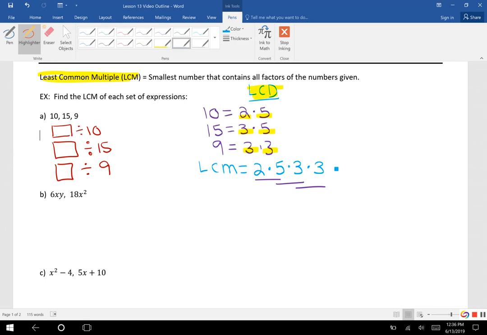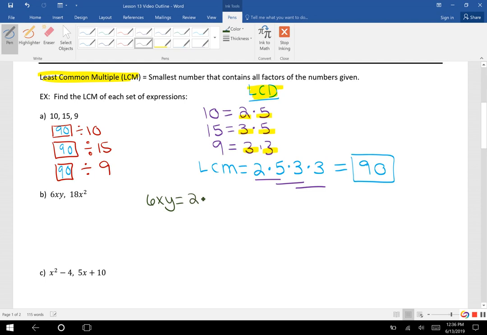We can multiply these numbers together, and that'll be our final answer. 2 times 5 times 3 times 3 is 90. And it is true that 90 is divisible by 10, 15, and 9. So let's do the same process with some other examples that have variables. So we can do the exact same thing with 6xy and 18x squared.